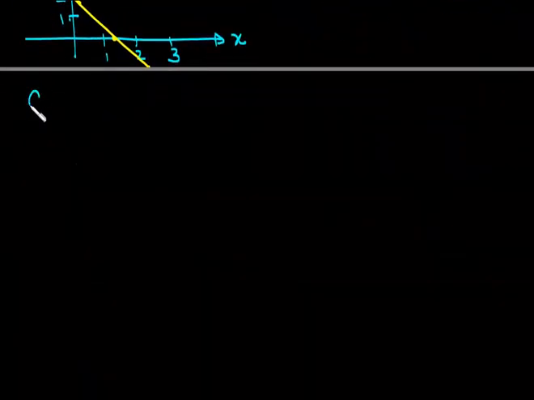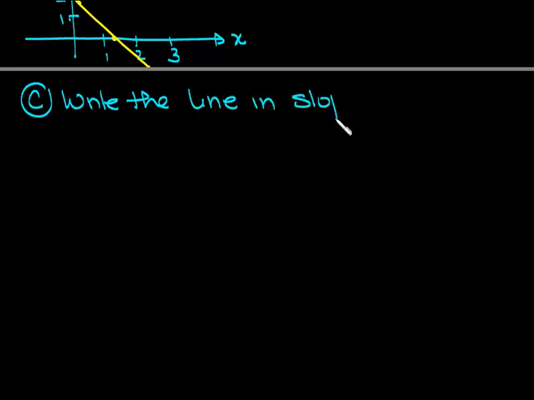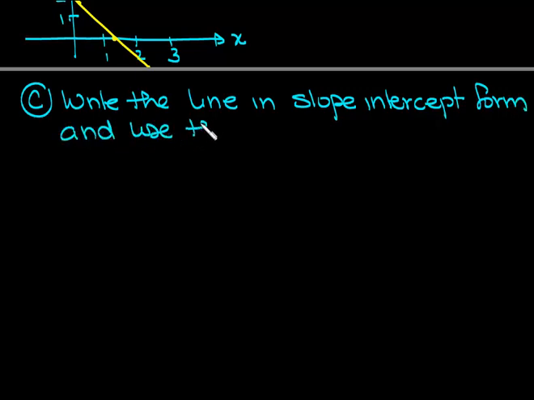The last way to graph a line is we want to write the line in slope-intercept form and use the slope and the intercept. Okay, so the last way to graph a line is to use the slope-intercept form of the line.